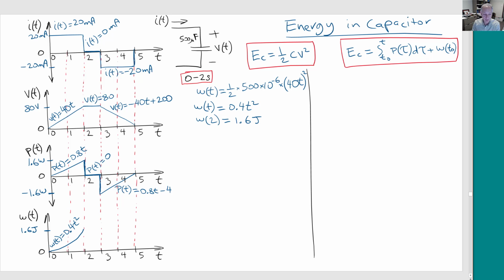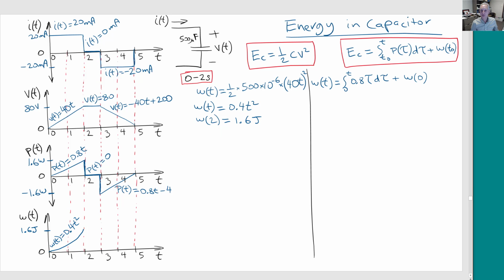And then we can get a data point at 2 seconds, right? That's the end of that time interval, and it's 1.6 joules. We see that, of course, it's a quadratic equation, so the graph is going up like that, and that's the function in that piece for the energy. And it rises up to 1.6 joules at 2 seconds. So that was fairly straightforward.